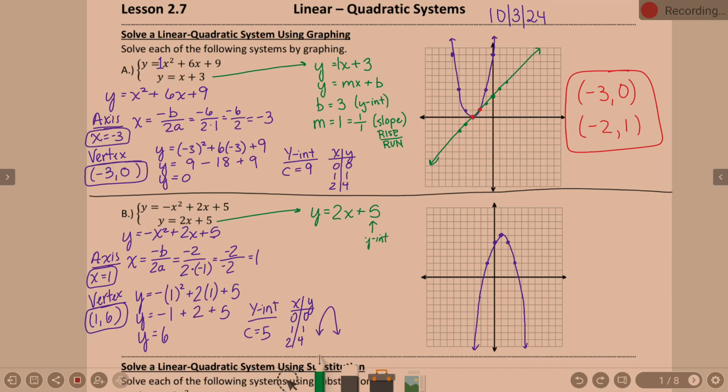Y-intercept of 5. And my slope, or my m value, is 2, and 2 as a fraction is 2 over 1. So y-intercept of 5. Oh, hey, guess what just happened? We already have a point there, don't we? That's nice. So I'm going to have a y-intercept of 5, and then my slope is going to go up 2 over 1. Up 2 over 1. And then we can also reverse that and go down 2, left 1.